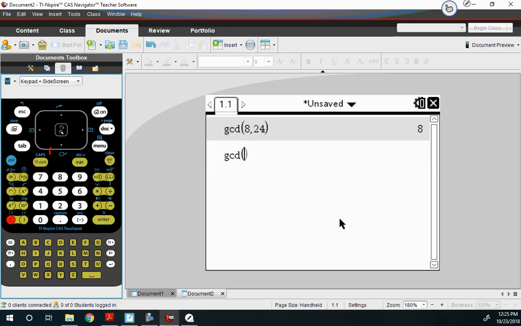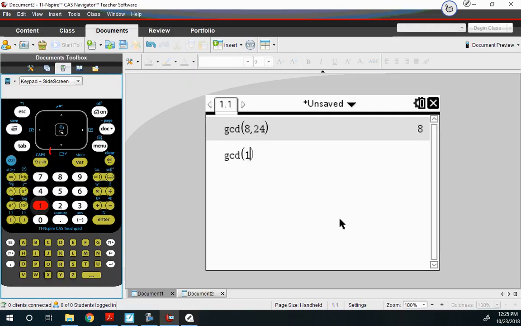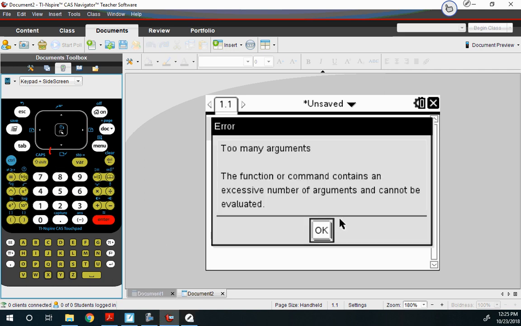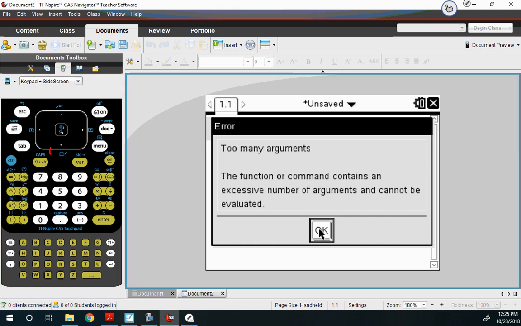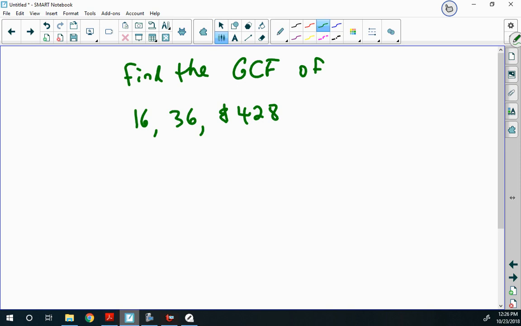GCD of, what was it? 16, 36, and 428. Oh, I can't do it. Or can it? It can. You've got to, in the parentheses, put another GCD, right? GCD there. Oh, yeah, that's going to work. That's going to get it done. But let's see if we can find this by hand.